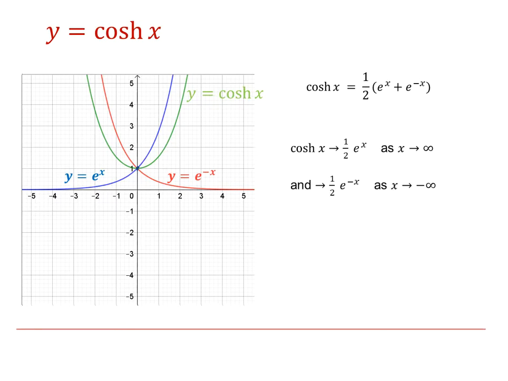Now in fact, as x approaches infinity, Cosh x approaches a half e to the x, because e to the minus x is going to be approaching 0, and likewise as we go to minus infinity, then e to the x is going to approach 0, so that Cosh x approaches a half of e to the minus x. So Cosh x is a half e to the x plus e to the minus x.